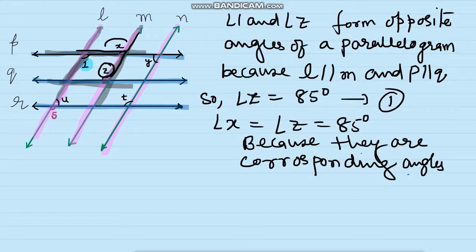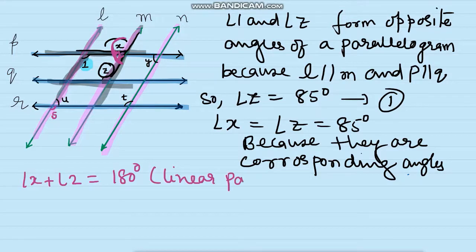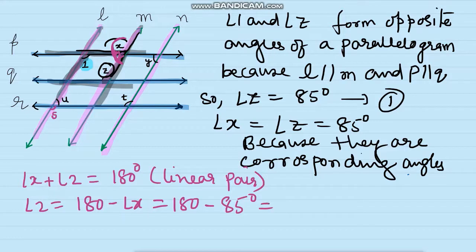Now children, look at this angle. This is forming a linear pair with X. Let us say this is angle 2. So angle X plus angle 2 will be equal to how much? 180 degrees because it is forming a linear pair. So angle 2 will be equal to 180 minus angle X, and that is 180 minus 85, which gives you 95 degrees. So angle 2 is 95.